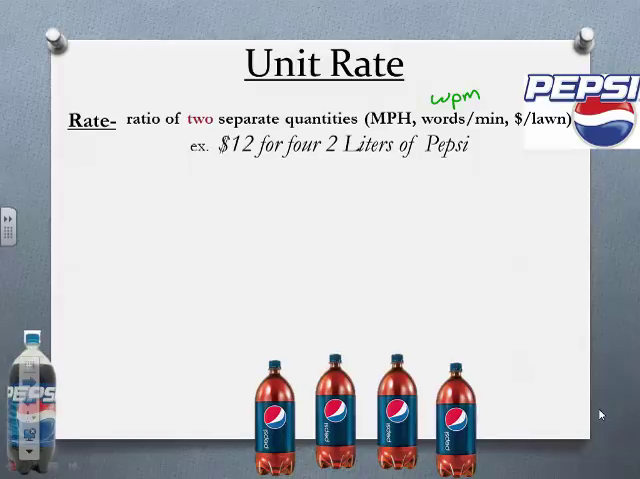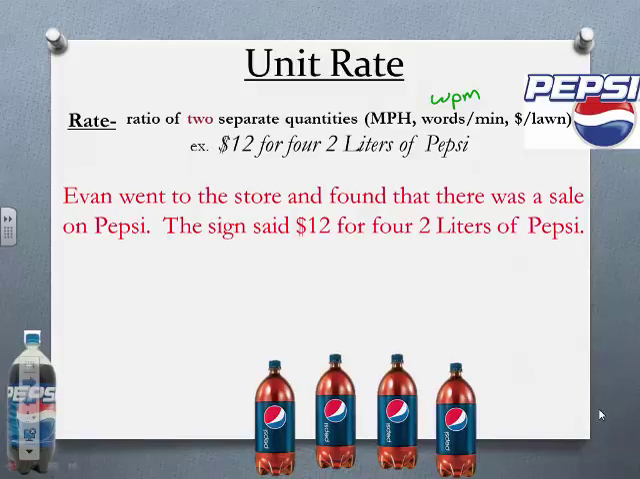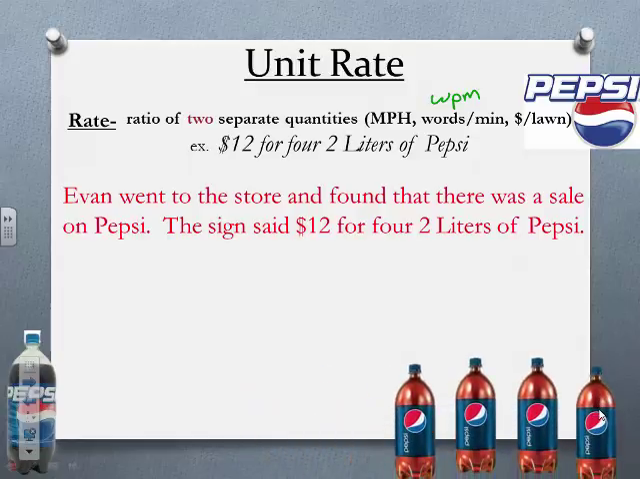So an example we have here is $12 for 4 2-liters of Pepsi. Those are at the bottom there. It's going to cost us $12. So here's our example. It says Evan went to the store, found that there was a sale on Pepsi. The sign said 4 2-liters for $12. So we don't really care how much 4 of those are. We care about how much 1 of those are. So what we're going to say is $12 divided by 4. Okay, or write it this way if you wish. 12 divided by 4 gives us 3. And when we talk about 3, we're saying $3 per 2-liter.